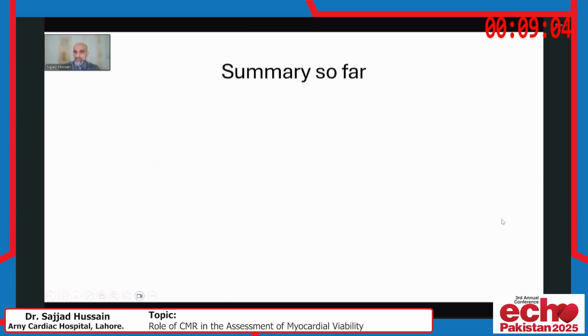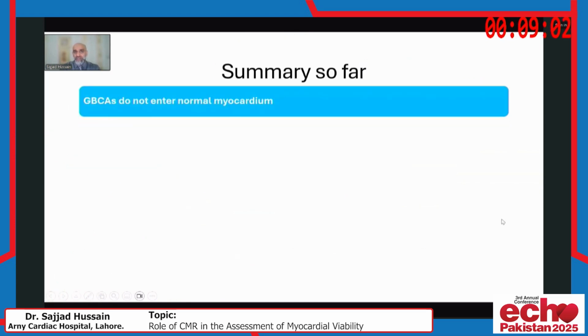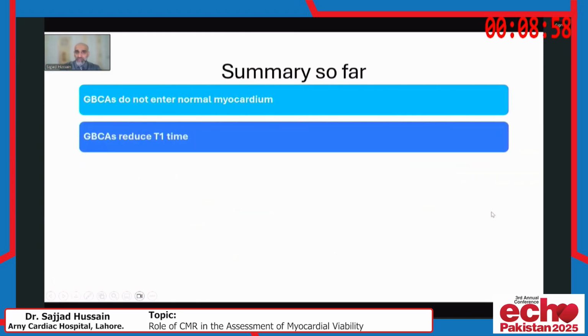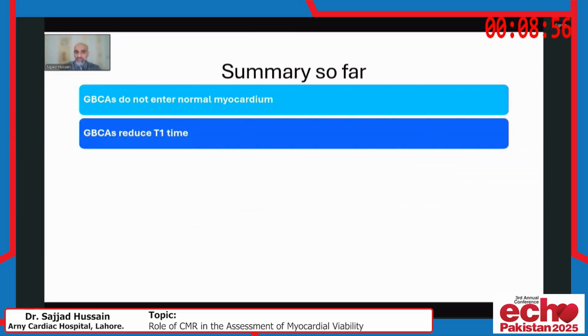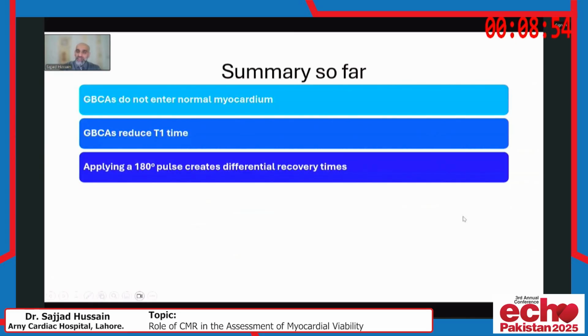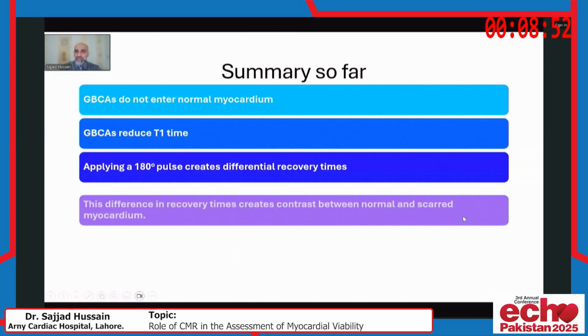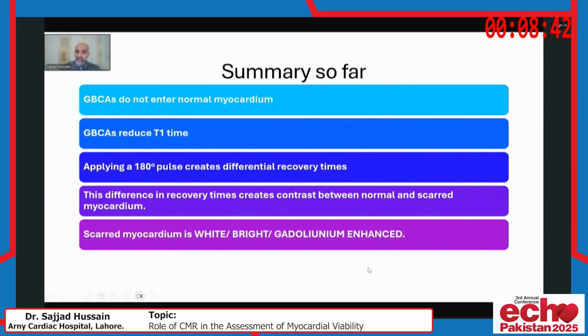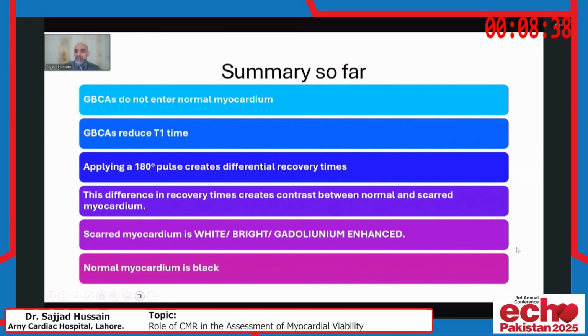So what have I said so far? The gadolinium-based contrast will not enter the normal myocardium. It will reduce T1 time. If you apply a 180-degree pulse, it will make the normal myocardium black. And the difference between recovery times generates contrast between the two kinds of tissue. Scarred myocardium is white, bright, or gadolinium enhanced, and normal myocardium is black.